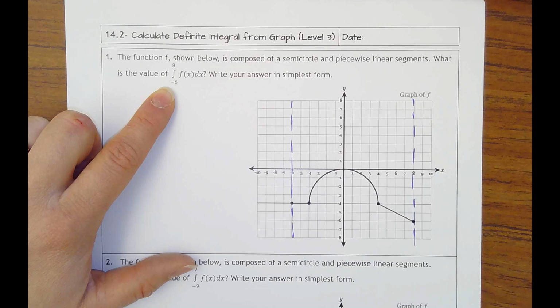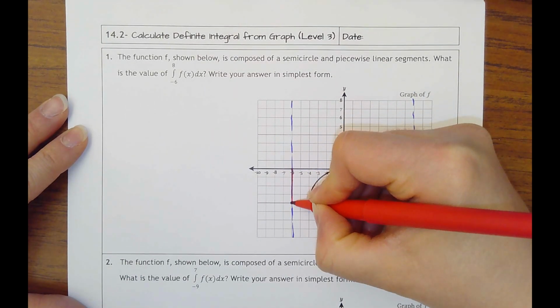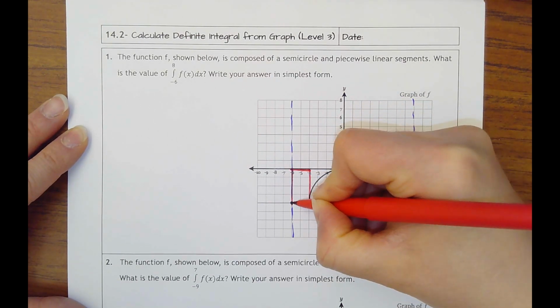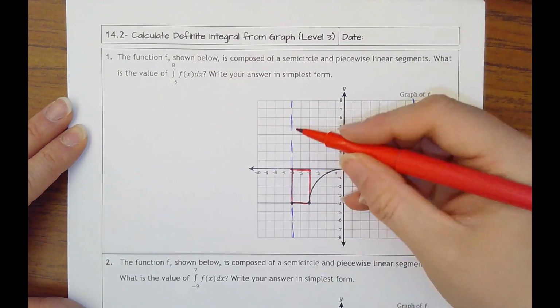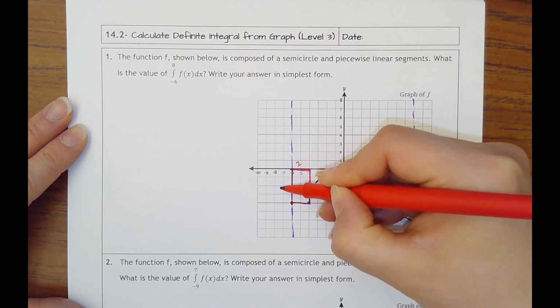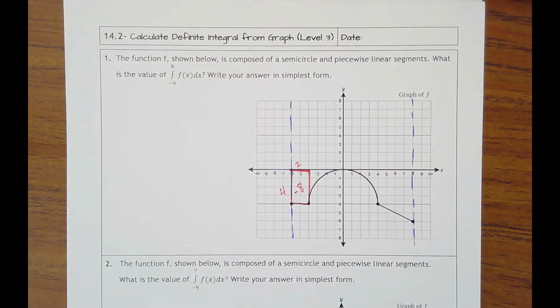So we've got to figure out how we can chunk this up into shapes. My first thought is let's have a rectangle right here. So again, it's always with the x-axis and the function. So here's a rectangle I could easily find the area of. That would be a 2 by 4, so that would be an area of 8, but it will be -8.